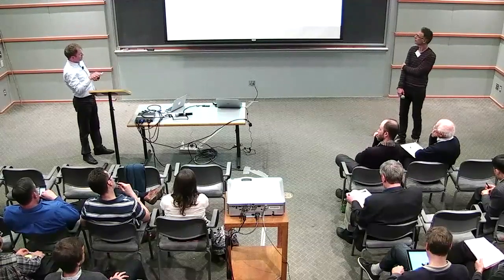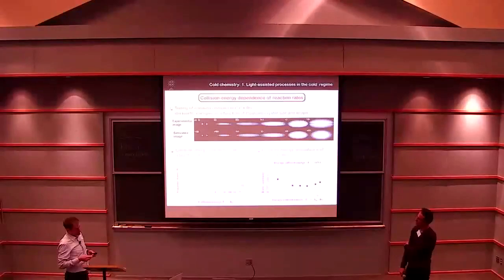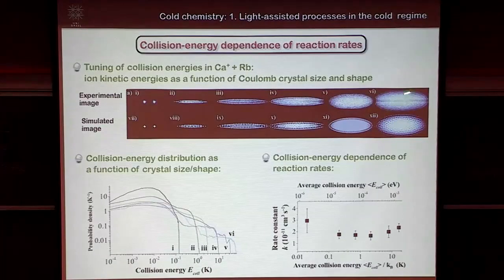In these experiments, we just do it by the size of the crystal. And what we basically do in this way is we shape the collision energy distribution. Because with big crystals, we have more ions with a high kinetic energy because of micromotion. So basically, the collision energy distributions peak at the higher collision energy. This is what can be seen here. This is what we do in these experiments.